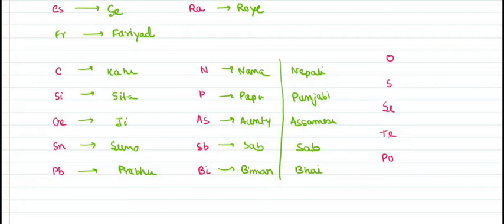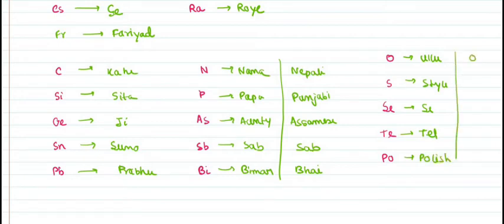What we can use here is O is Ullu, S is style, S is C, tail, polish. Ullu style से tail polish, और O style से tipo. O style से tipo or Ullu style से tail polish. We can use any one for the 16th group.